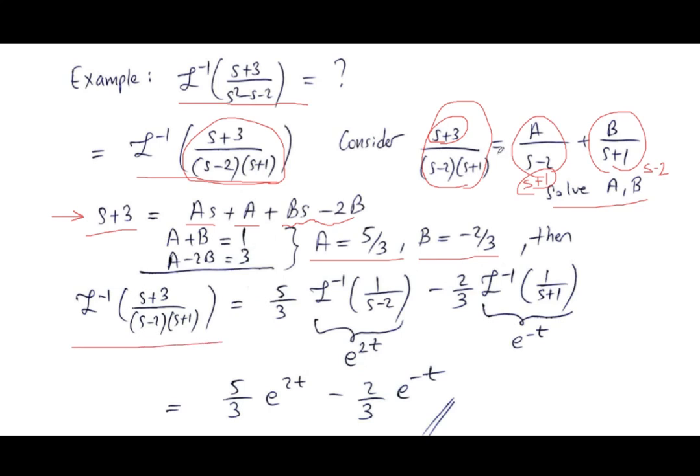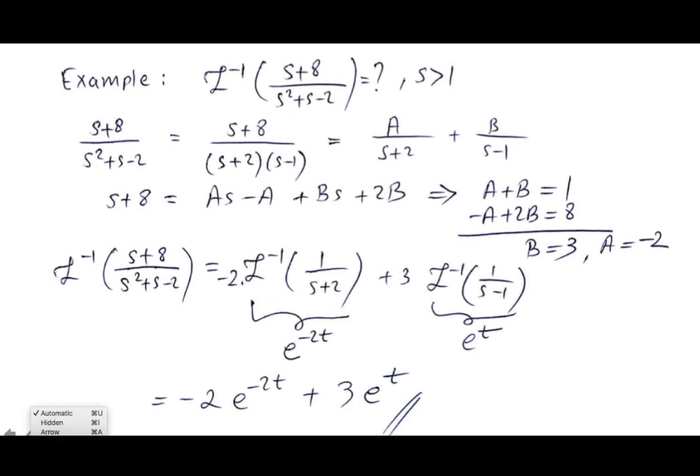We decompose this expression into the inverse Laplace transforms for these basic functions. Remember, we already know that the inverse Laplace transform of 1 over s minus 2 is equal to the exponential 2t. And here we have the exponential minus t. Just combine these two and you will get the final result, given in terms of the exponential 2t and the exponential minus t.